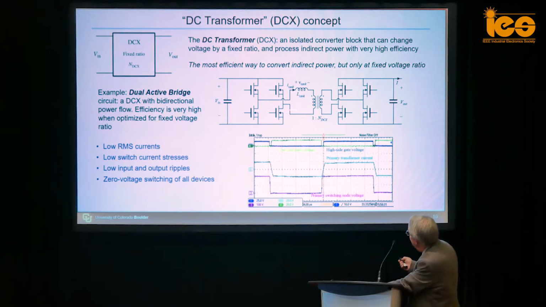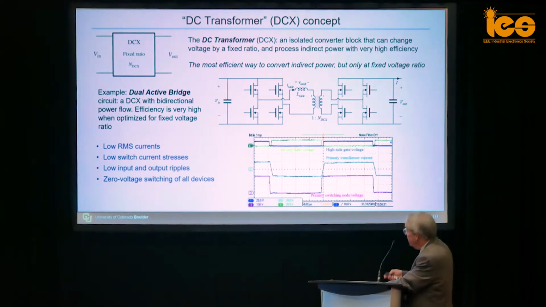Also, an interesting thing about this circuit, the currents in the capacitors are very low. To the extent you have trapezoidal currents, you have very little ripple in the capacitors. It has zero voltage switching of all the devices, and so it has low switching loss. We have to put some work into designing good magnetics with low AC proximity loss, but then we can build a very good converter of indirect power.